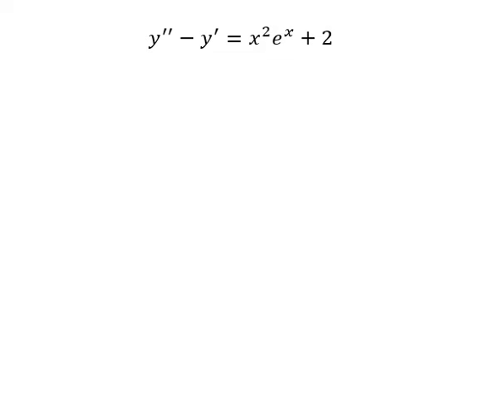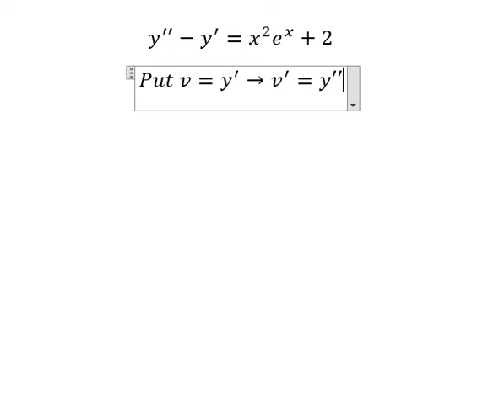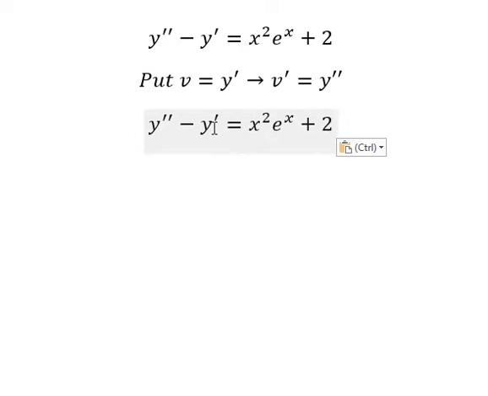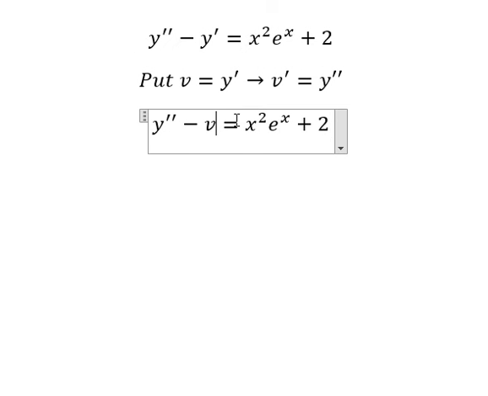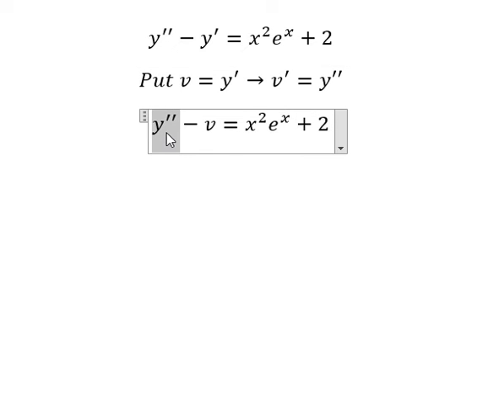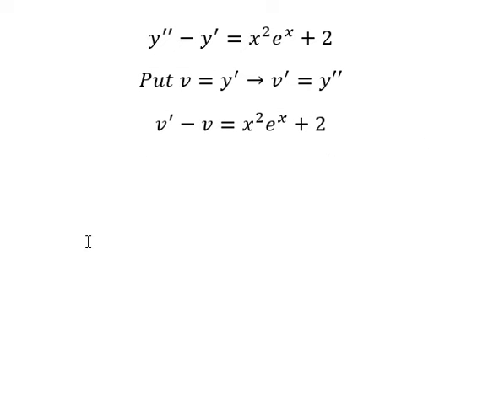We need to put v equals the first derivative of y. So if we take the first derivative for both sides, we get this. This one we change for v. This one we change for the first derivative of v. So we have v and the first derivative of v.